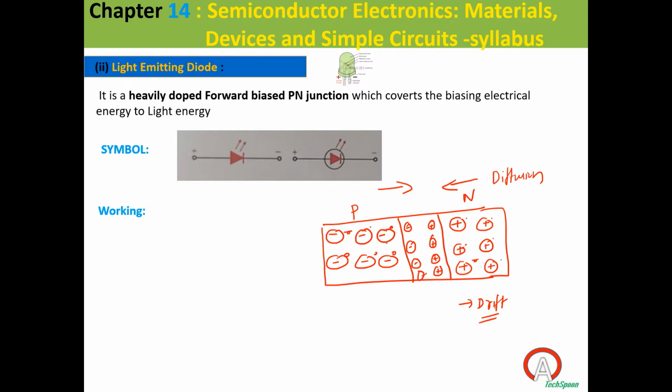Because these minority carriers here are electrons, and here they are holes. Because of this high electric field, the minority electrons will get attracted towards the N region, and from here the minority holes will move to the P region. So that is drift current, that is minority current. So diffusion current and drift current will happen. After some time, the diffusion current and drift current, or the majority current and minority current, will be equal. Then this PN junction will be in equilibrium.